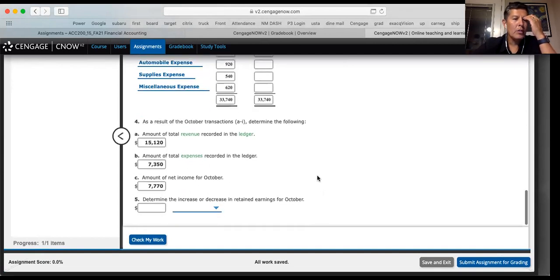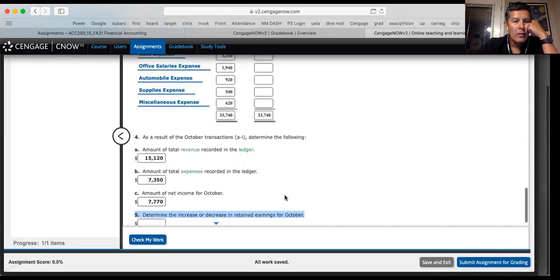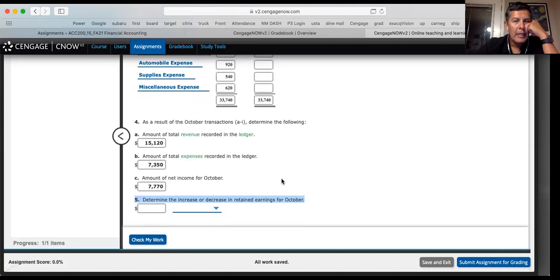With this question, our income statement closes out to our retained earnings. Remember, the income statement closes out to net earnings or retained earnings, and then retained earnings goes into our balance sheet. So it's going to increase by $7,770, this amount right here, which is going to be an increase.